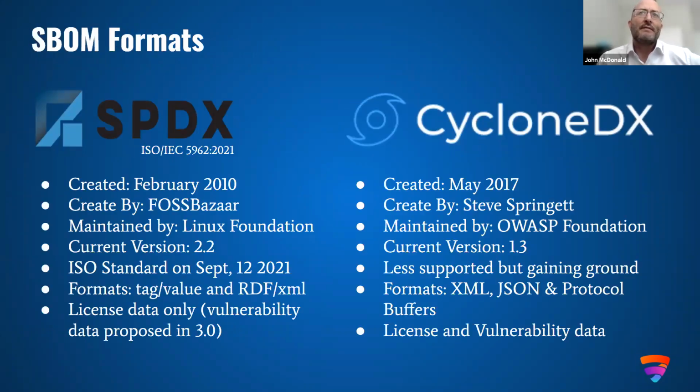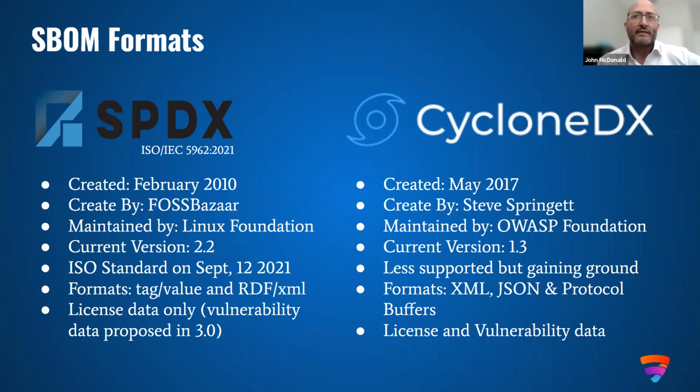Today, there are two common SBOM formats in use. The first is SPDX, which stands for Software Package Data Exchange. SPDX has recently become an ISO standard. It's currently in version 2.2, which supports only license data. However, there's an ongoing initiative to enhance the standard to provide vulnerability data in version 3. It's available for export in two different formats. One is a tag value, which is very similar to a flat file format, and also XML format.